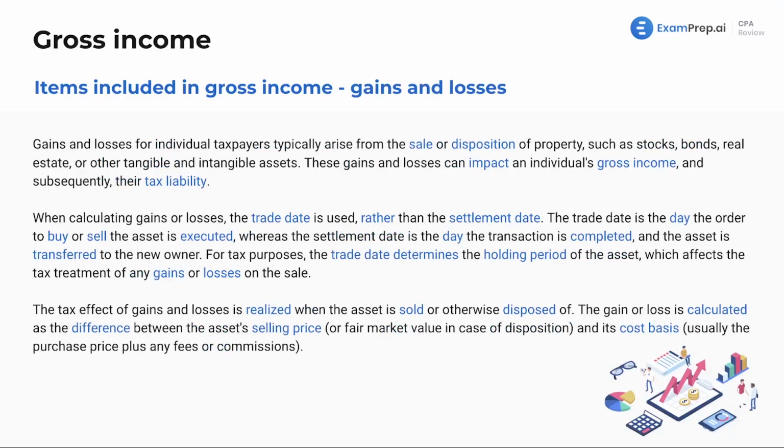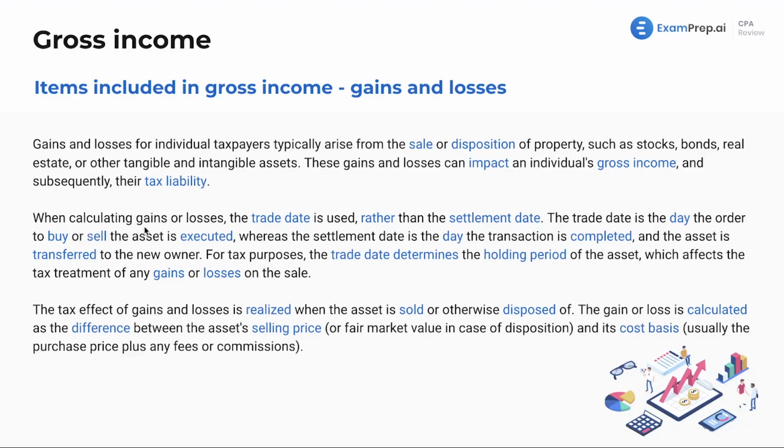Gains and losses. We definitely have a whole extra lesson on this, so we've got a lot more detail to go into. However, we're just going to talk about generally what's included in gross income, and gains and losses for sure play a role. Gains and losses for individual taxpayers typically arise from the sale or disposition of property, such as stocks, bonds, real estate, or other tangible and intangible assets. These gains and losses can impact an individual's gross income and subsequently their tax liability.